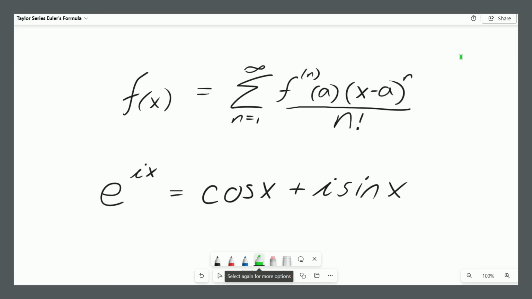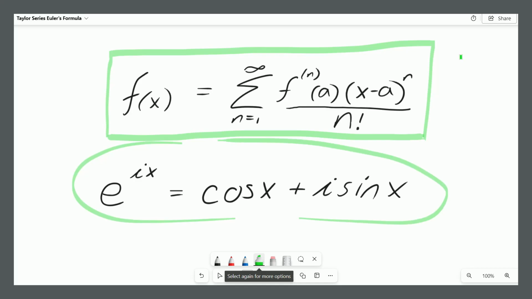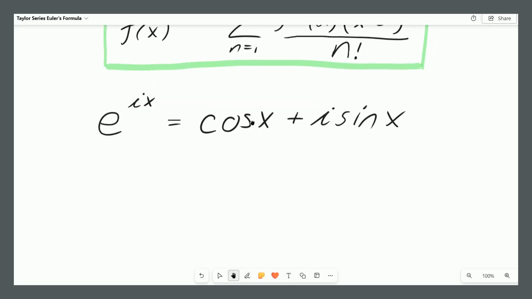How's it going, everyone? In this video, we're going to use the Taylor series to prove Euler's identity shown below. In my last video, I proved Euler's identity a different way, and it was mentioned in the comments that it can be proven using the Taylor series. This is correct, and I'll show you this proof right here.